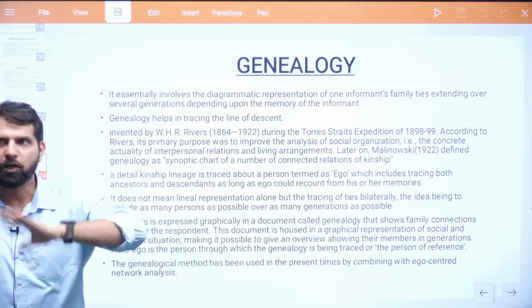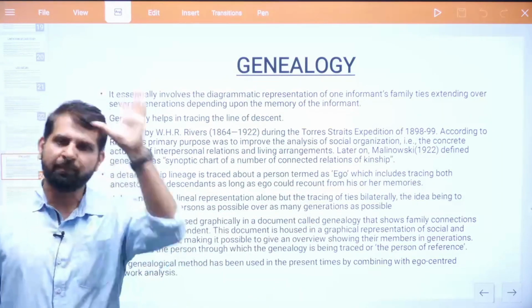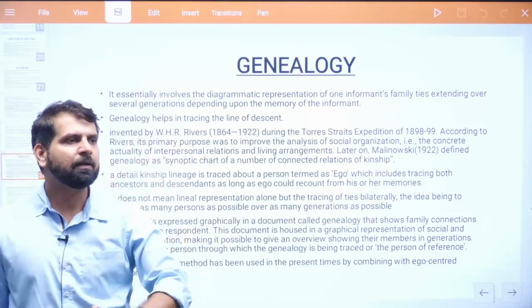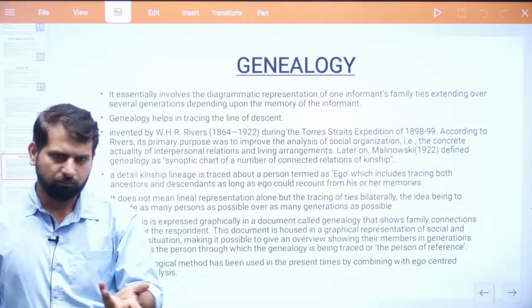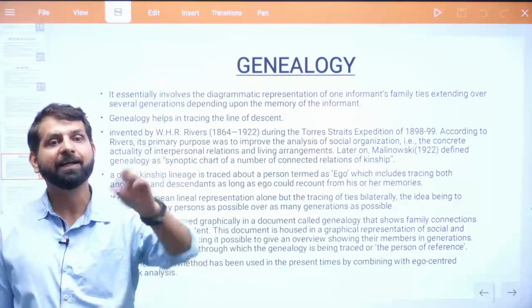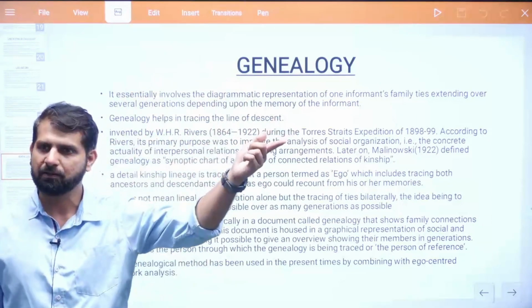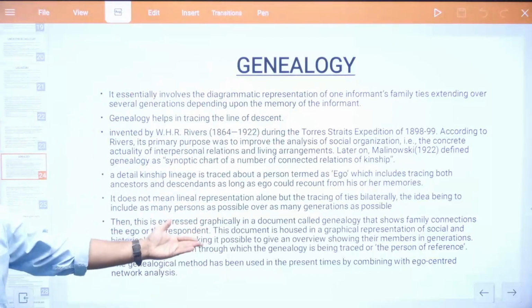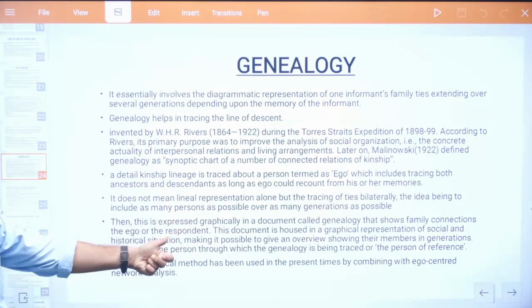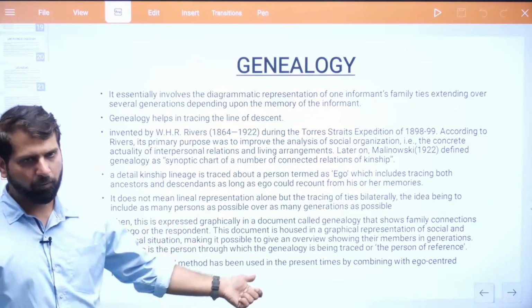The idea is to include as many persons as possible over as many generations as possible. So if you can recall a big family tree, that will help me understand the migration patterns, from where the people have come. It can help me see how people are related from one place to another. It is expressed graphically in a document called a genealogy, which shows family connections of the ego or the respondent, same thing.